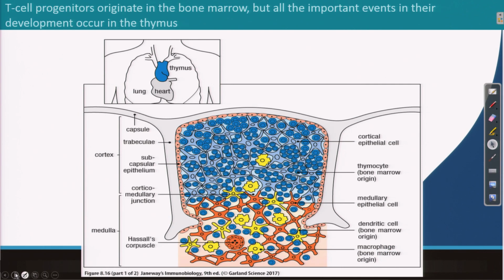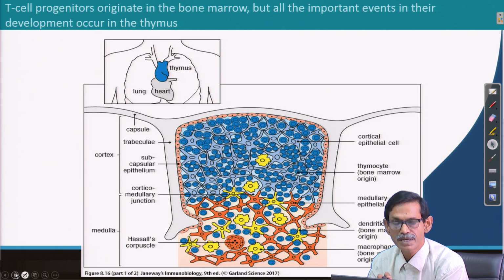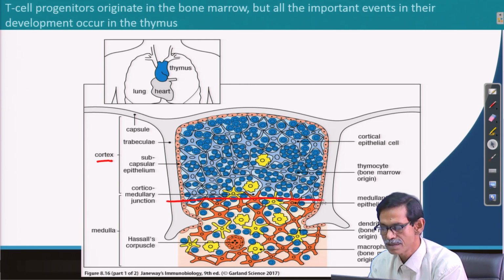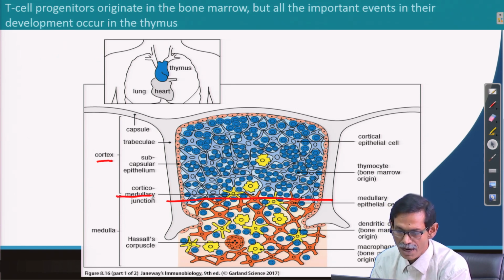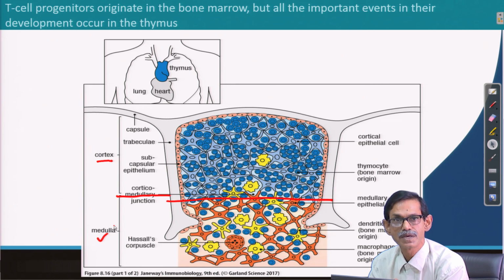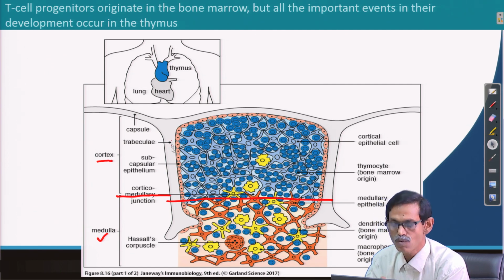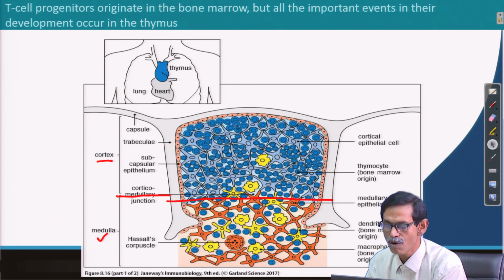In this part, we are seeing two distinct parts. One is the cortex, which is up to here. There is no strong boundary, but it is up to here, and then the bottom part is the medulla. If you see this cortex and medulla, the population of cells as well as the variety of cells are different. So this is one lobule. Here you see all these blue circles are the immature T cells. We call them thymocytes.